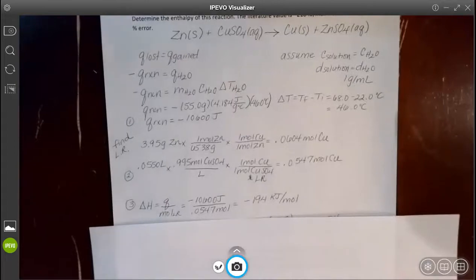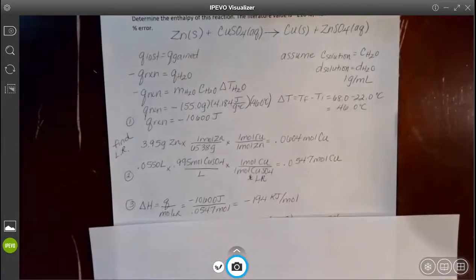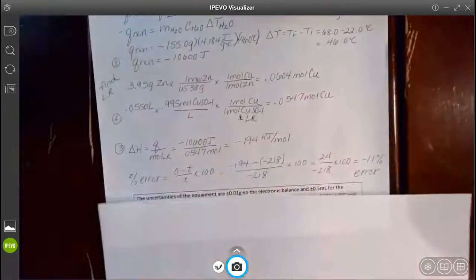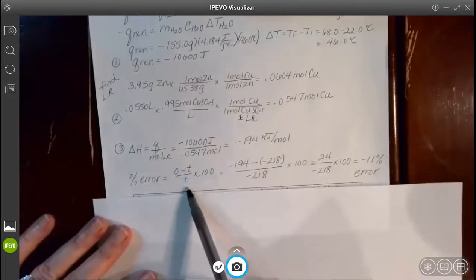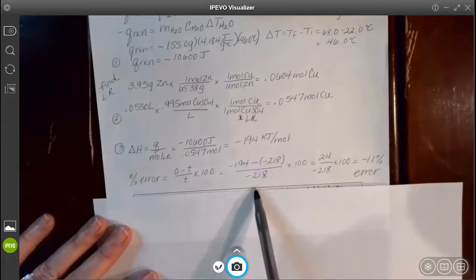Now, in this pre-lab and also in your lab calculations, you're going to need to do a percent error calculation. How close are we to the true or literature value? So that was given in the problem. And so our next step is to set up a percent error. Observed minus true over true times 100. Be careful of all these negative signs here.